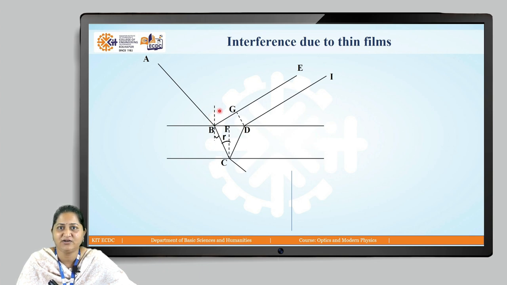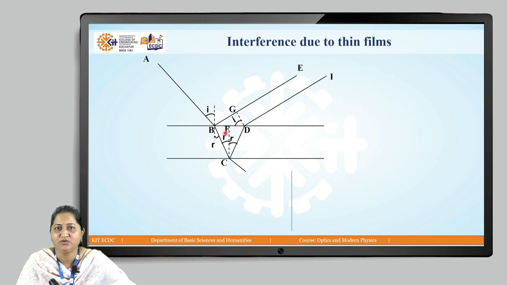Now here this is angle of incidence, this is angle of refraction. Being alternate angle, this angle is also angle of refraction, say R. So this is angle I, this is angle R, this is angle R. Since it is incidence angle, this is again angle of reflection, which is same as that of incidence angle, so R. Now this angle is I, that means angle of reflection is also I, and hence this angle is I itself.